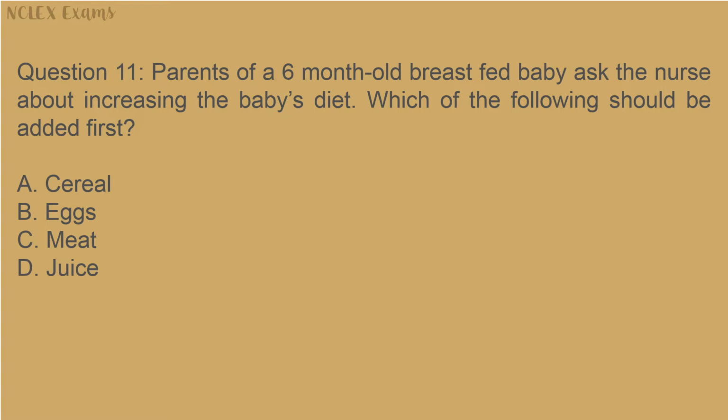Question 11. Parents of a 6-month-old breastfed baby asked the nurse about increasing the baby's diet. Which of the following should be added first? A. Cereal. B. Eggs. C. Meat. D. Juice.